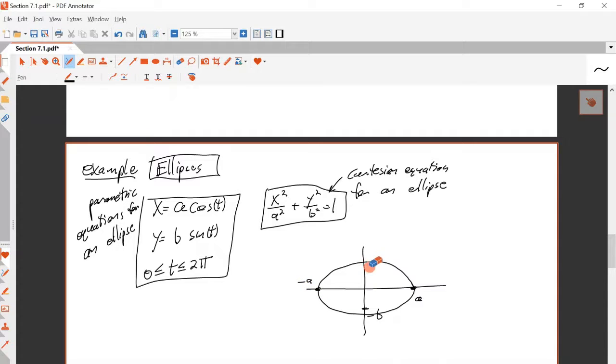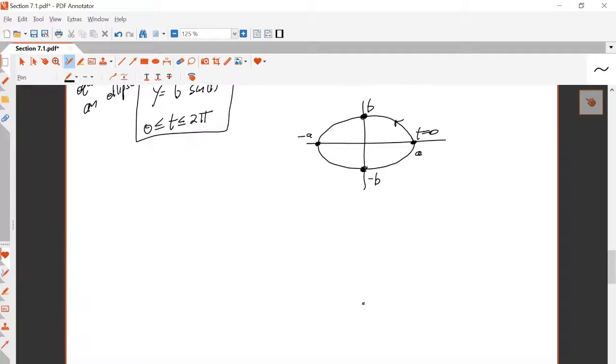Minus a, b, minus b. And again, you're starting here, t equal to 0, and then you're moving around the curve in that direction. So that's an ellipse. It's sort of the idea of a circle with a variable radius. The radius has a long part on the long axis and a short axis, so to speak. All right, so those are ellipses.